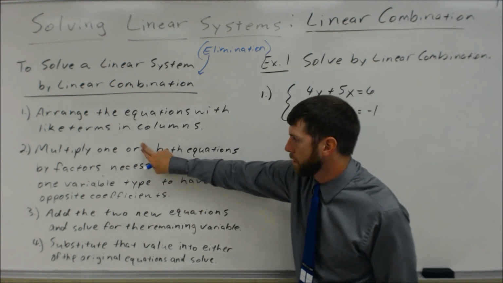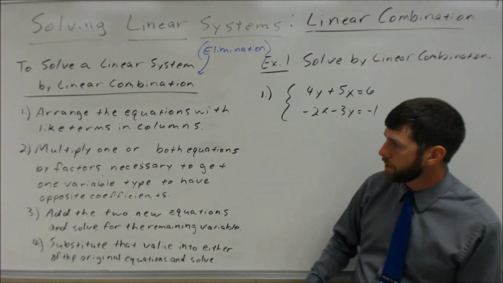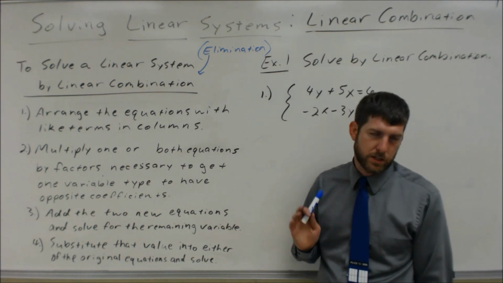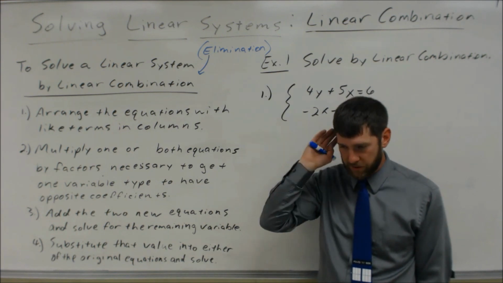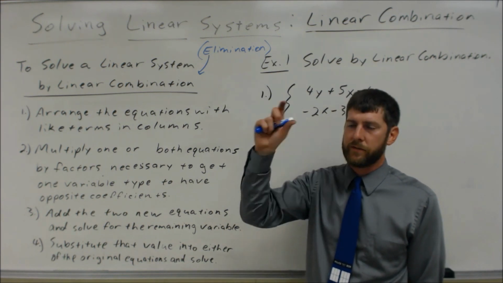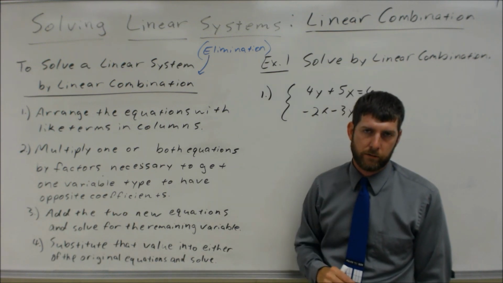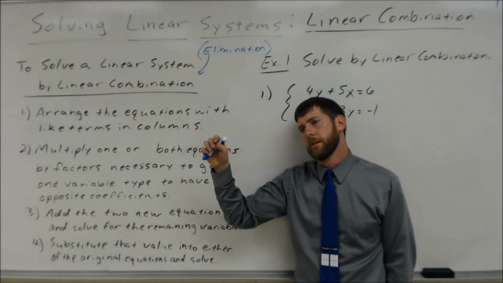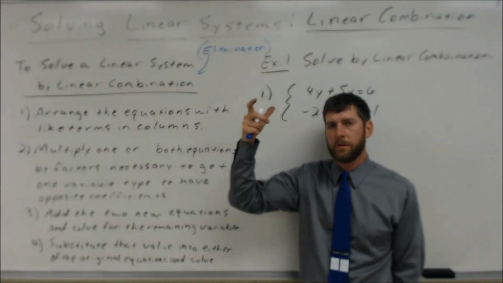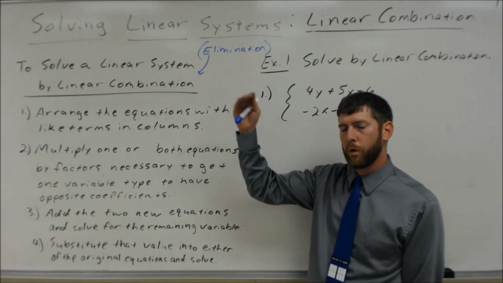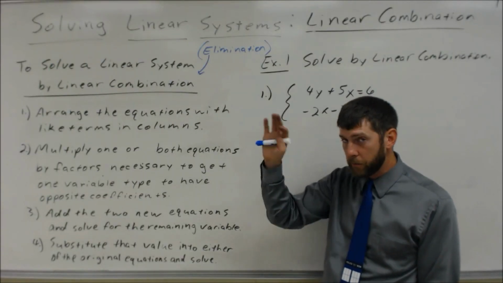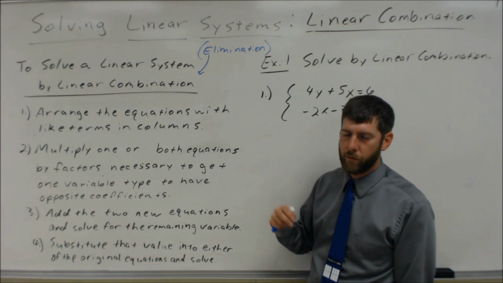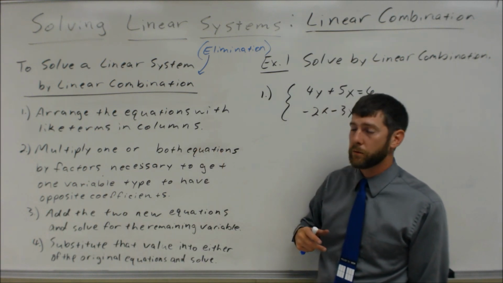Then we're going to multiply one or both equations by factors necessary to get one variable type to have opposite coefficients. So we're going to pick something, say I've decided I want to get rid of my x's. I can't get rid of x's until they have opposite coefficients: positive 3x and negative 3x, positive 6y, negative 6y, positive 12x, negative 12x. Same variable, opposite coefficients. The way we do that is by multiplying one or both equations by some number, and there will be different numbers that will give us the same thing. So usually we're finding a least common multiple for the variable that we've decided to eliminate.